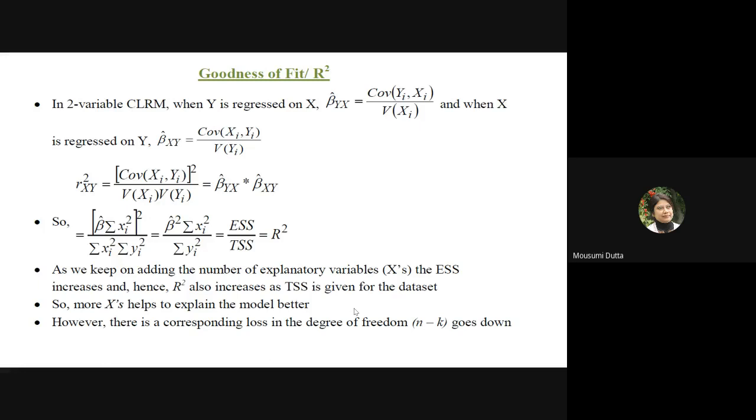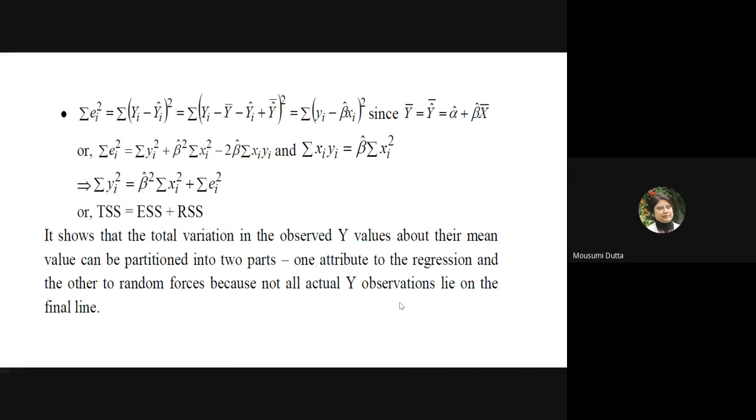However, there is a corresponding loss in the degrees of freedom as n minus k goes down. I'll elaborate on this point later, because at this point it is not relevant to discuss, since I have a single x only. So there is no question of having 2 or 3 or 5 explanatory variables in our construct. I hope you understood the idea of TSS equals ESS plus RSS.